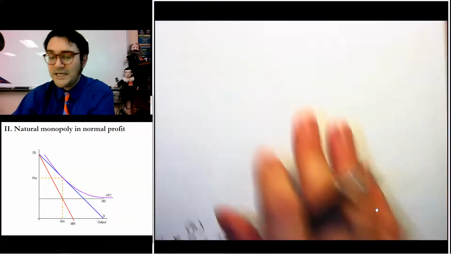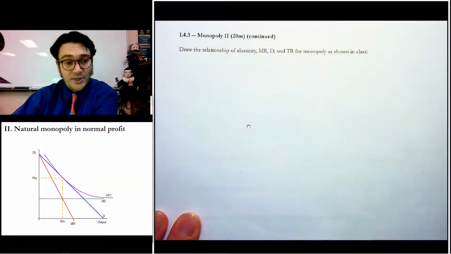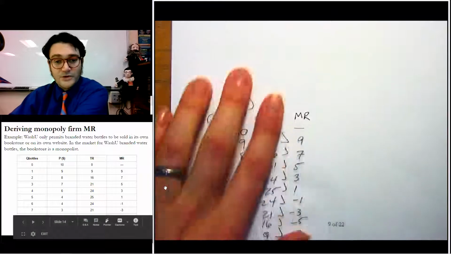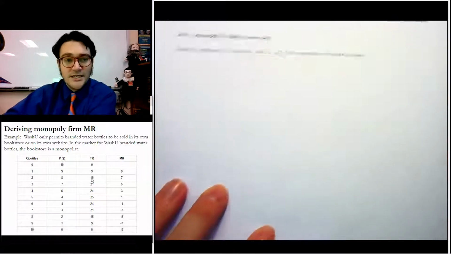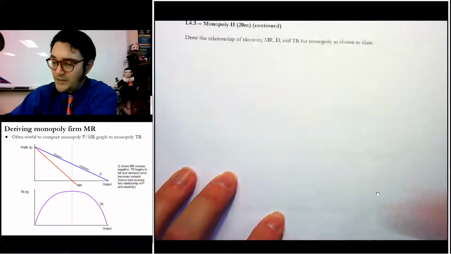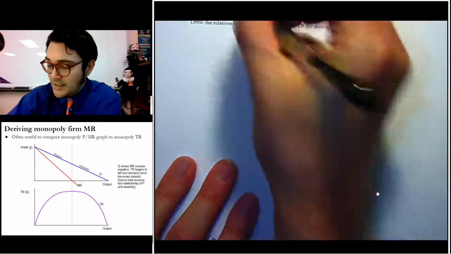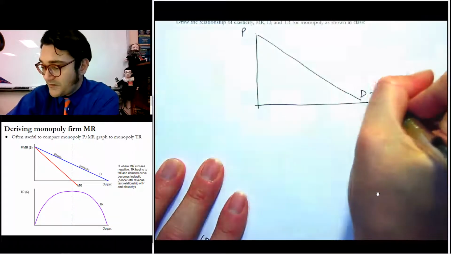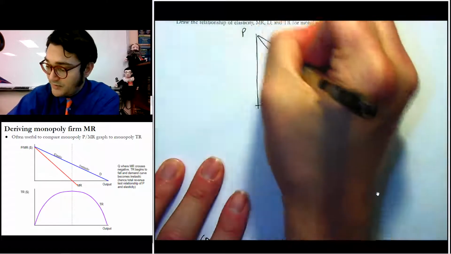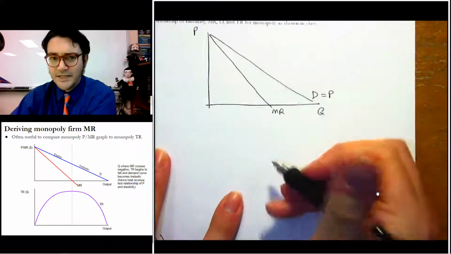Now, there's one additional concept I want to show you, and that's the relationship of elasticity, marginal revenue, demand, and total revenue for monopoly. And this is a little bit of a review of this water bottles thing that we did in the last video. And this one is really just an interesting trick that we will find to be the case. Just like we did before when we did the elasticities. We've got a demand curve that tells us the price, and we've got this marginal revenue curve like that.